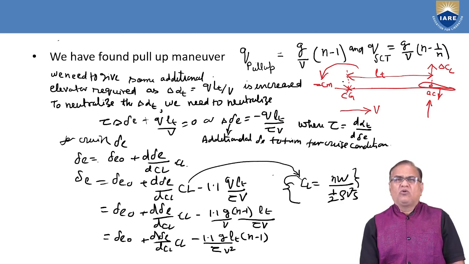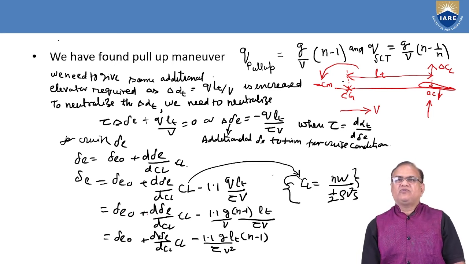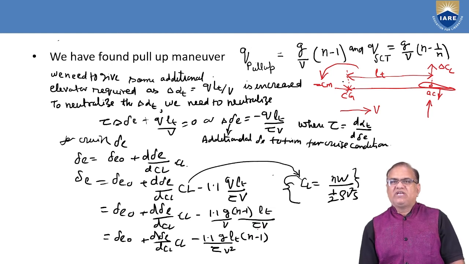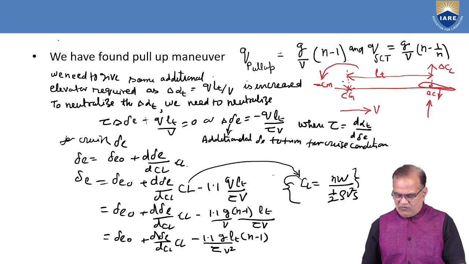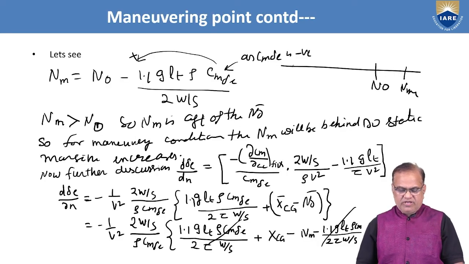For the cruise condition, delta E is equal to delta E naught plus d delta E by dCL into CL. Here, delta E is equal to delta E naught plus this, which we have already found out. And here we have to put CL is equal to nW by half rho V square. So delta E is equal to delta E naught plus d delta E by dCL into (CL minus 1.1 g (n minus 1) lT by tau V square). Okay. I think I have already covered the maneuvering point.